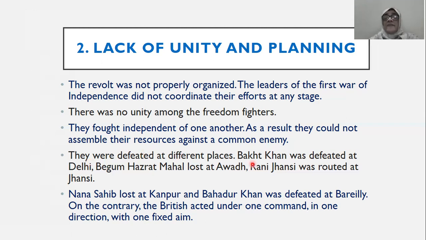They were defeated at different places. Bhagat Khan was defeated at Delhi, Begum Hazrat Mahal lost at Awadh, Rani Jhansi was rooted at Jhansi. If these three people had been together at Delhi, or at Awadh or at Jhansi, it was not possible that we could have won. They could have defeated us. If they were together, it would have taken us a longer time.